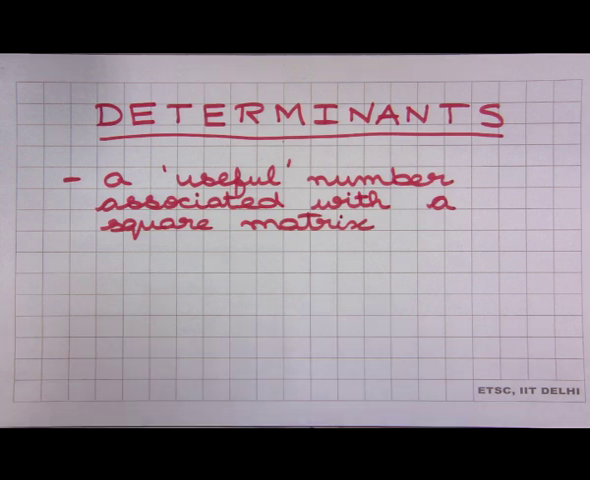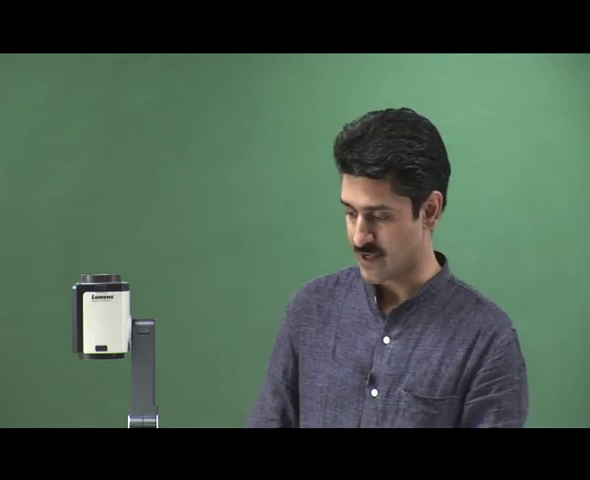So, it is in particular the square matrices that we are going to be talking about, because these numbers, the determinants, are associated with square matrices, and these are some things which we have probably encountered in many contexts, and that is where this usefulness comes. So, let me just look at some examples where these might have been encountered.